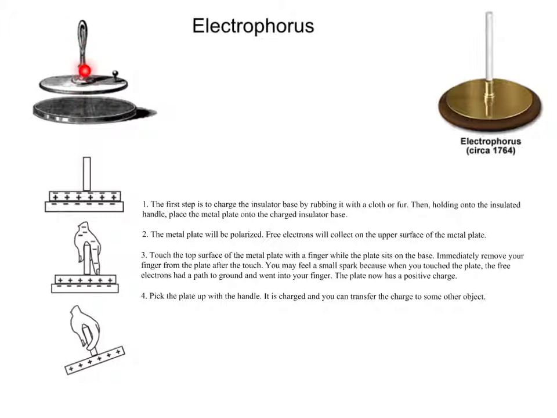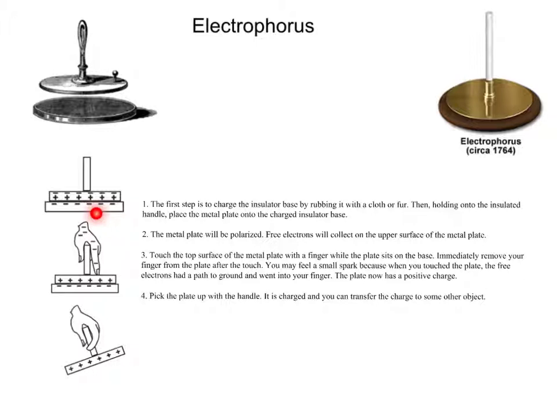The first step to charge is to charge up that insulator base by rubbing it with a cloth or fur, and then you hold on to that insulated handle of the top piece and place it against that insulated base. So what you've done by rubbing that insulated base is charged it up. You either charge it up positively or negatively depending on the material that it's made with.